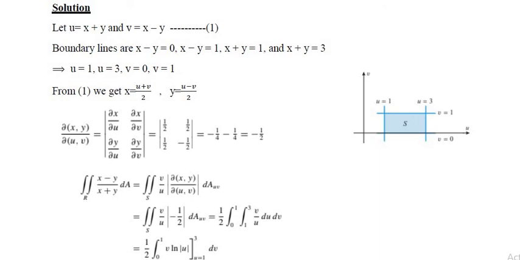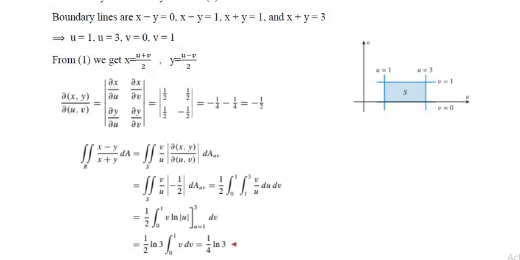We know that v is varying from 0 to 1 and u is varying from 1 to 3. So after evaluating, how will we get the answer? That is 1 by 2 integral 0 to 1 integral 1 to 3 of v by u du dv. So we get the answer as 1 by 4 log 3.